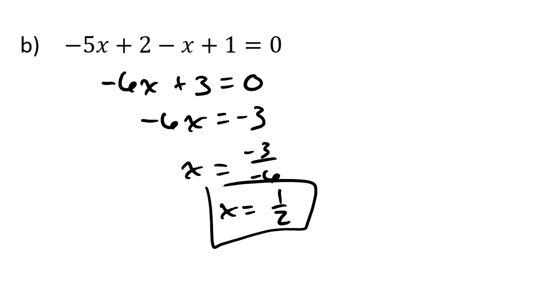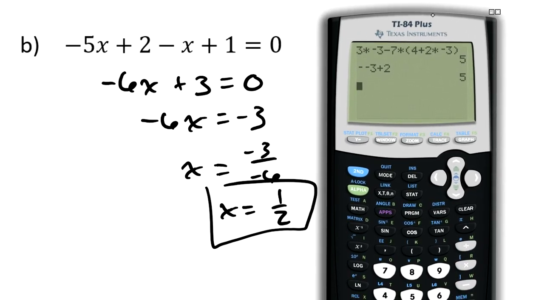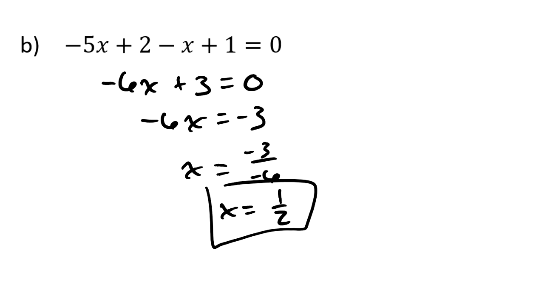And again, let's check that numerically. It should make the left-hand side equal 0 when I plug that in. I think you can see that it already is. I'll just take negative 5 times, and I'll just go 1 divided by 2 in parentheses. So that's negative 5 times 1/2 plus 2, and then a minus 1/2, and then plus 1. And you can see that that gives me exactly the value 0. So when I plug in 1/2, I get 0 equals 0, so that definitely checks.